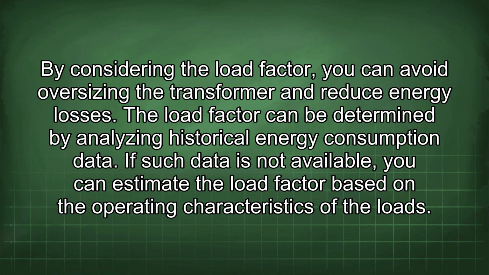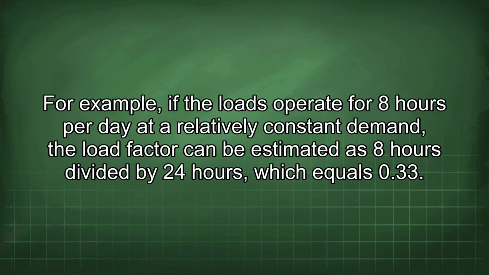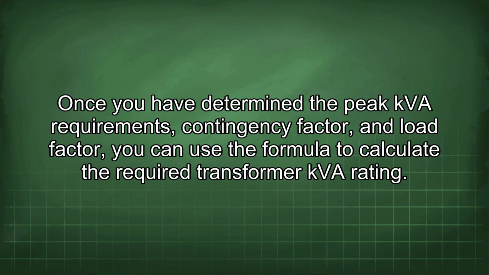If such data is not available, you can estimate the load factor based on the operating characteristics of the loads. For example, if the loads operate for 8 hours per day at a relatively constant demand, the load factor can be estimated as 8 hours divided by 24 hours, which equals 0.33. Once you have determined the peak KVA requirements, contingency factor, and load factor, you can use the formula to calculate the required transformer KVA rating.